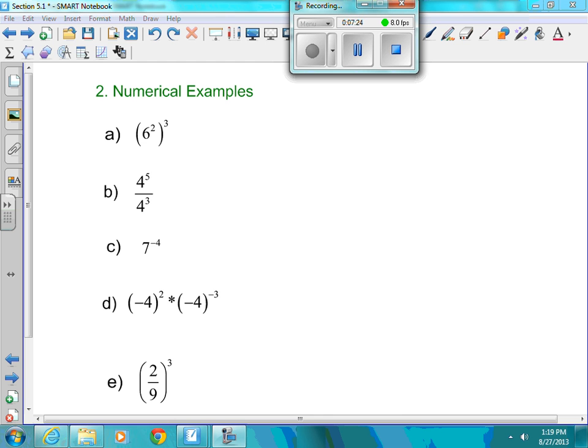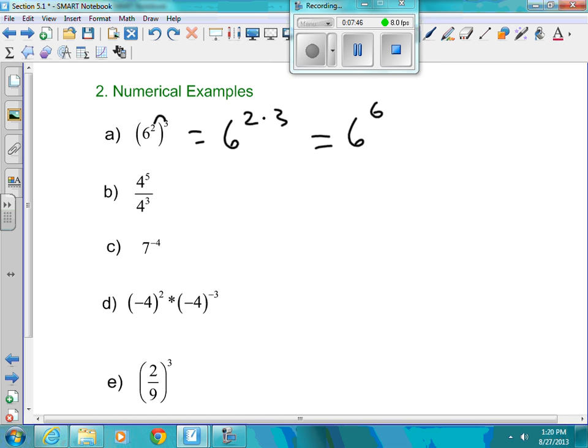So first example. The first example, 6 squared to the 3rd power. Well, you see parentheses here, so that means we can distribute that power to the 2. We get 6 to the 2nd power times 3, which is 6 to the 6th power.